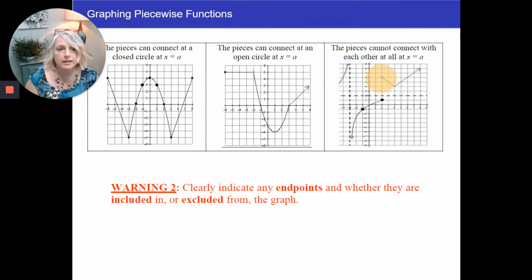Now, when you're looking at these, notice that you can't have a solid circle here and here. It can only be in one place. So you can either have both open or one closed, one open, but you can't have both closed because that would not be a function. When you're graphing, clearly indicate your endpoints and whether they're included or not included from the graph. Included is solid dot, not included is open dot.